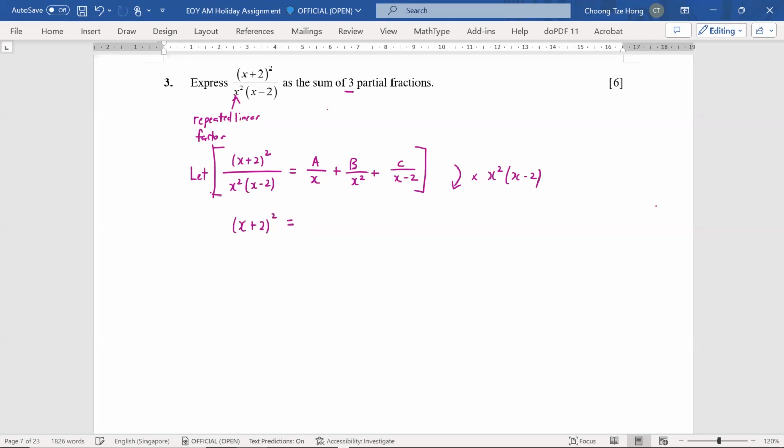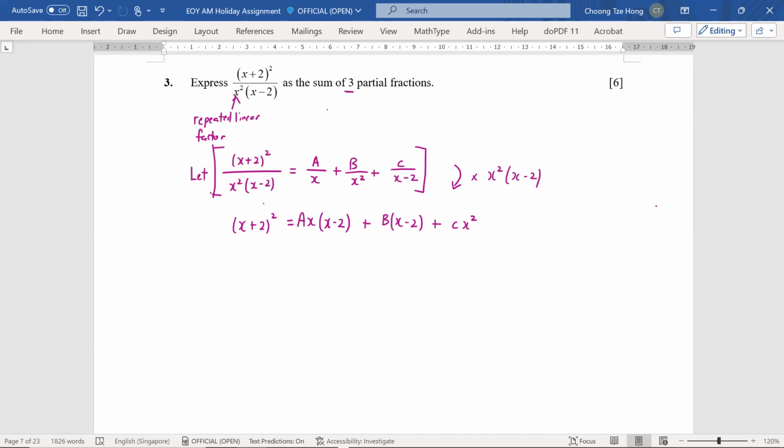Then for a over x multiplied by x², the x in the denominator will cancel off with one of the x in the x², so you will just be left with a(x − 2). Likewise for the b, the x² is going to cancel off, so you'll be left with b(x − 2). And then for the c, the x − 2 will cancel off, so you'll be left with cx². At this point, you need to pause and think, what can we do to find a, b, and c?